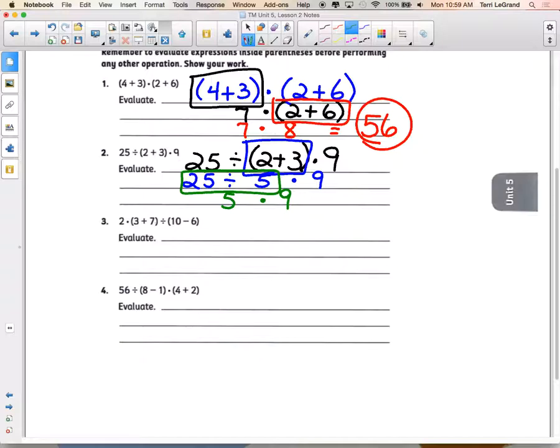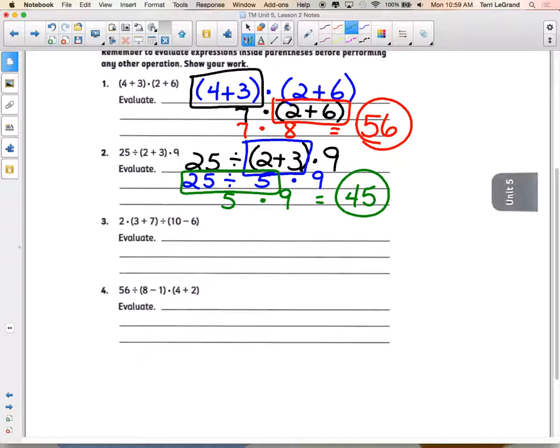Okay, and now we're ready to multiply. 5 times 9 is? 45. You can use your multiplication grids, but you're not using your calculators, folks. You can give out your multiplication grids if you need them. Okay, questions?